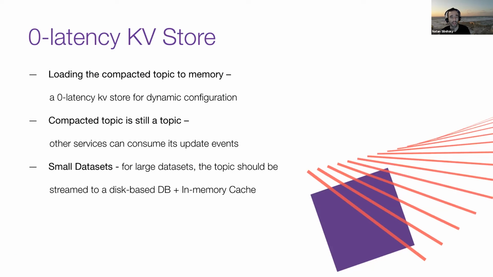So what have we gained? We gained loading compacted topics to memory, which means we have zero latency key value stores, where we can put dynamic configuration and it can be accessible for any service that is interested in it. A compacted topic is still a topic, so other services can consume it.